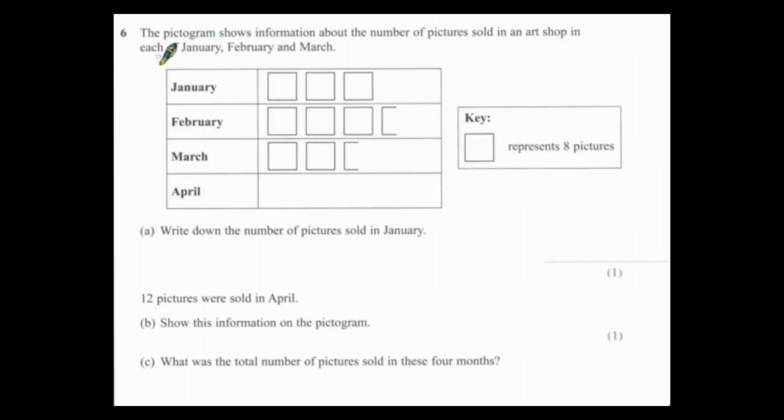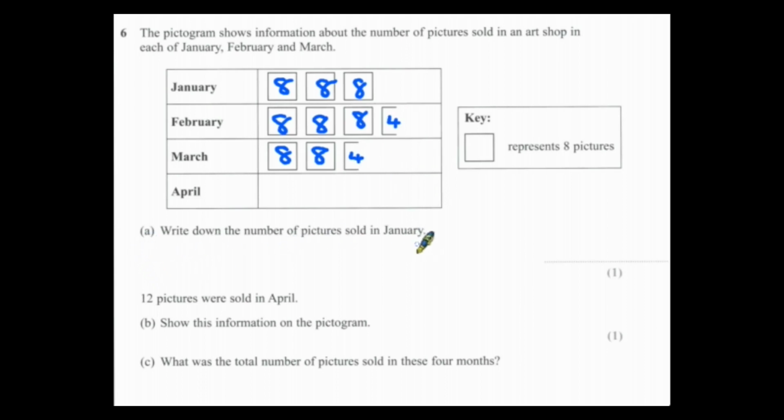Question 6 is in 3 parts, and we have a pictogram showing information about the number of pictures sold in an art shop in each of January, February and March. So here's our pictogram, and we have the all-important key. We know that one square represents 8 pictures, so each of these squares is 8. But it's also interesting to note that in February and March we also have some half squares. Therefore, half of 8 is 4.